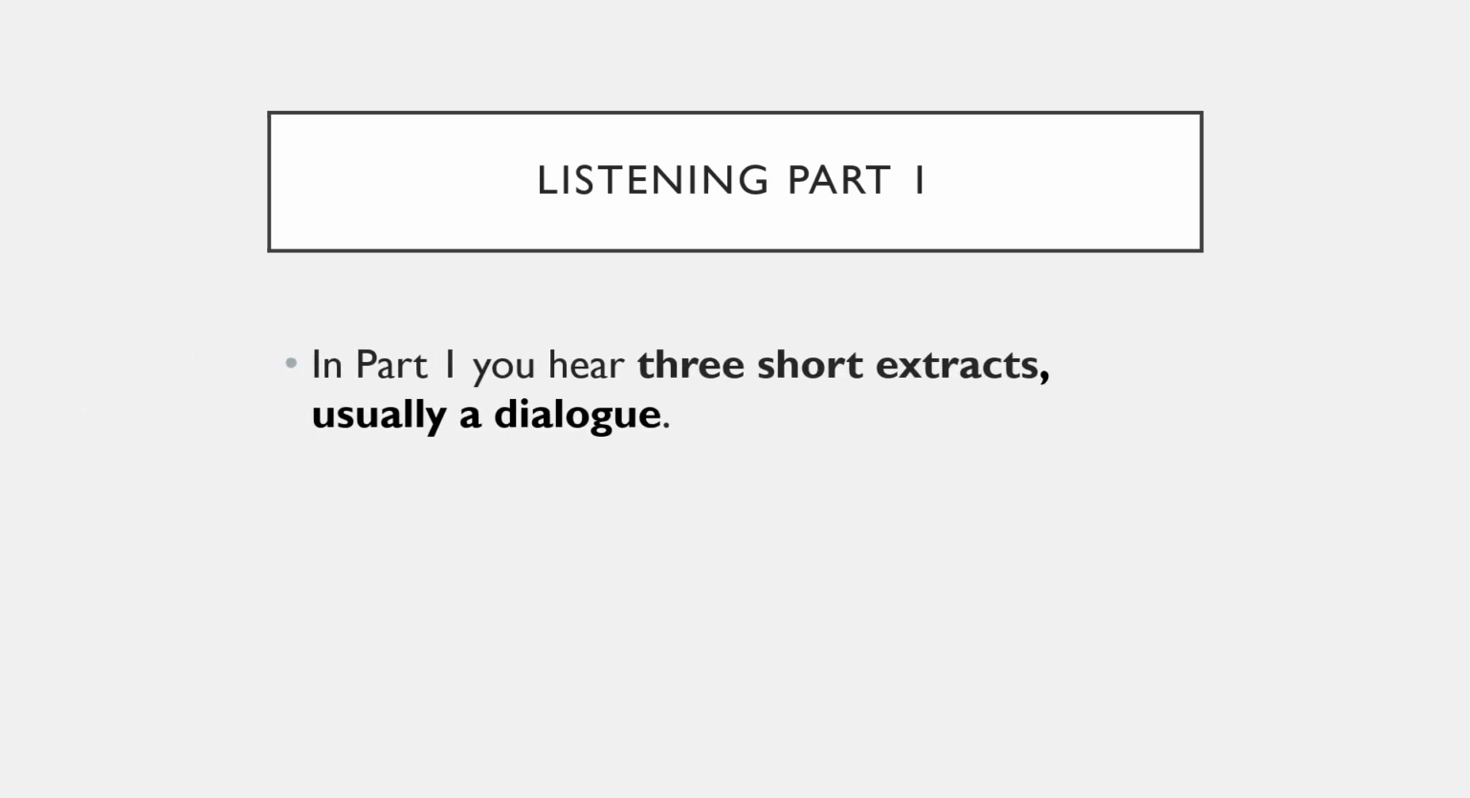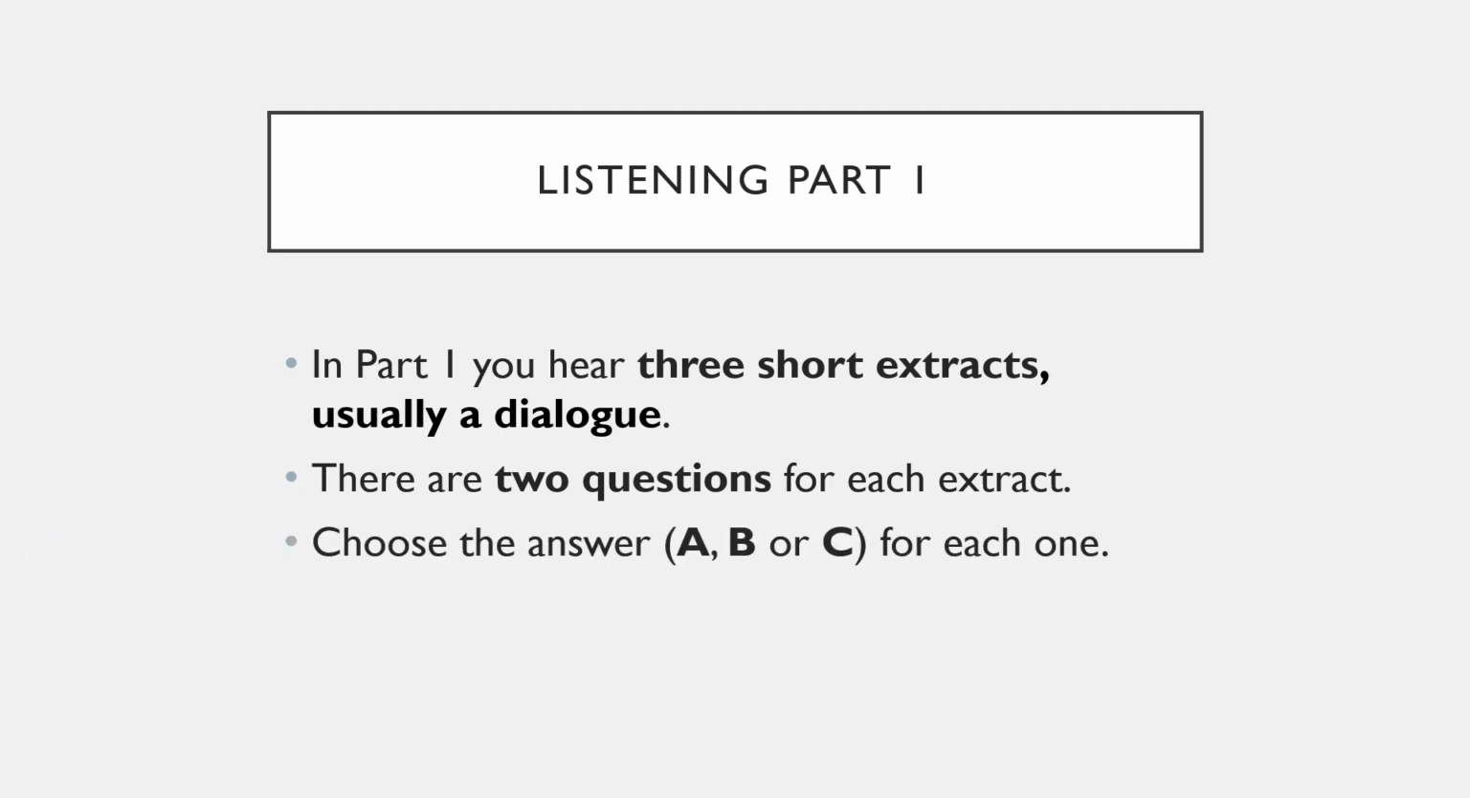In listening part 1, you hear 3 short extracts, which are usually dialogues or conversations on different themes. So there is no connection between the 3 dialogues that you will hear. There are 2 questions for each extract, so that means a total of 6 questions to answer. You have to answer 2 multiple choice questions with 3 options for each conversation. So in each case, choose answer A, B, or C for each one.